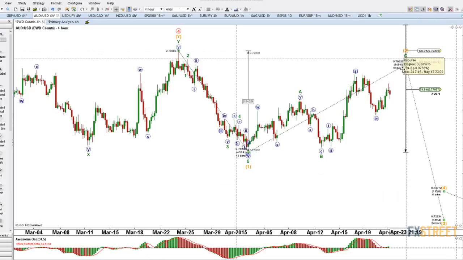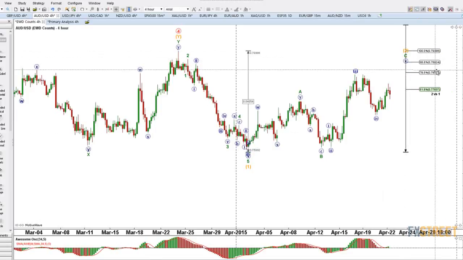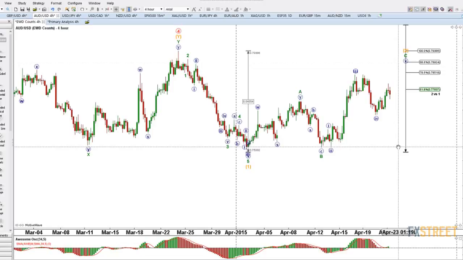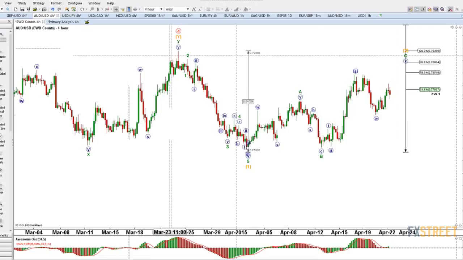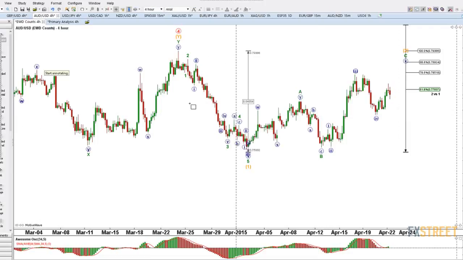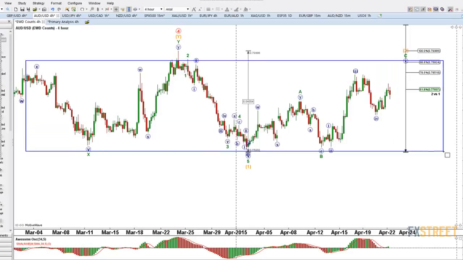And once we have the reversal for the wave number 2, if you like, you can take note of that target, the 78.92. The next destination is going to be the previous low, 75.55. And mainly, to keep it simple, this is trading in a range.